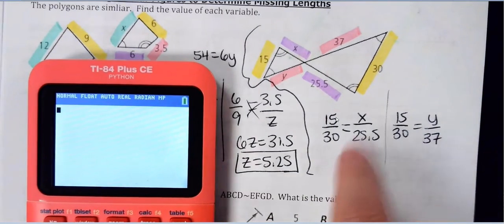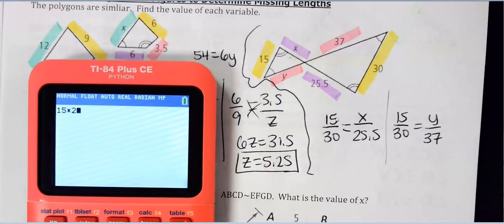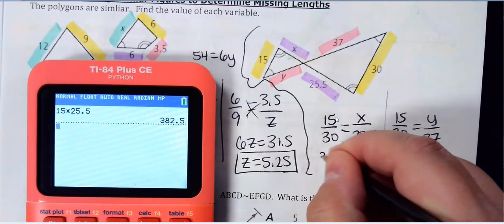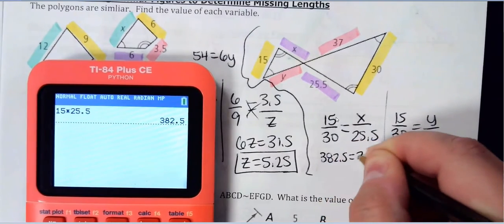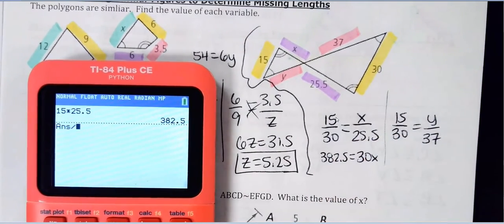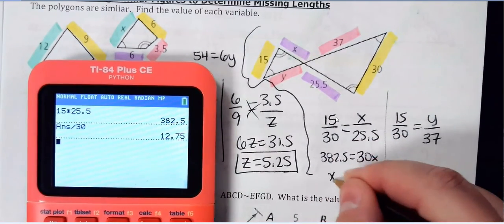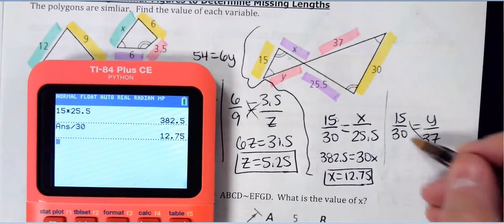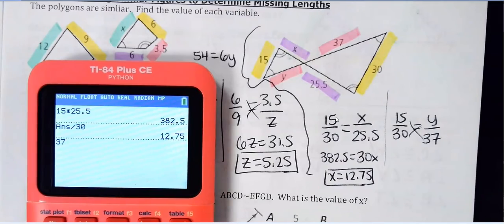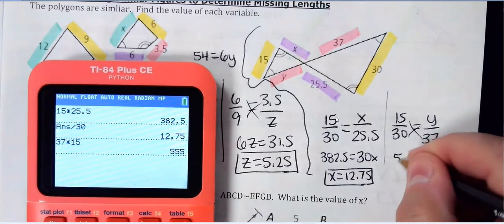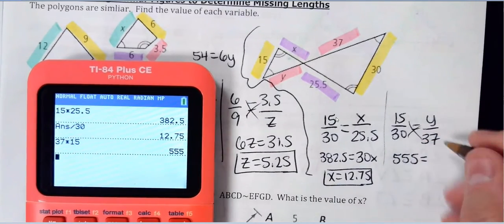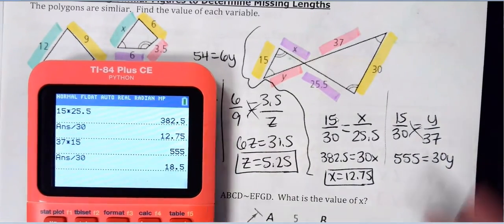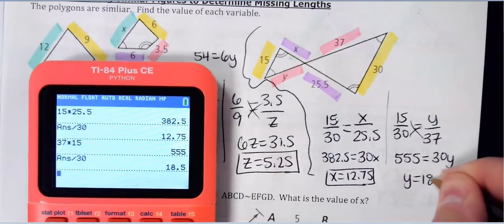Okay, so for x, I'd do 15 times 25.5, and I would get 382.5 equals 30 times x. So then to get my x, I'm just going to divide by 30. So 12.75 for that guy. And for y, if I do cross products, I'm going to do 37 times 15, which is going to give me 555. The other cross product is 30 times y, and we're just going to divide that by 30. So y there, 18.5.